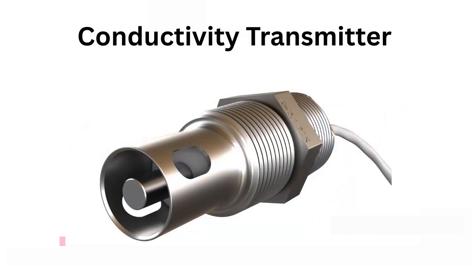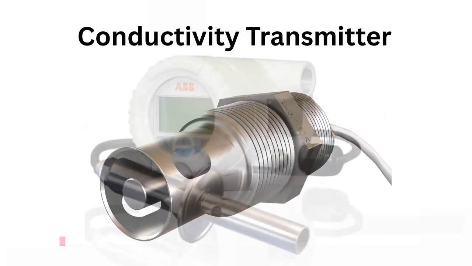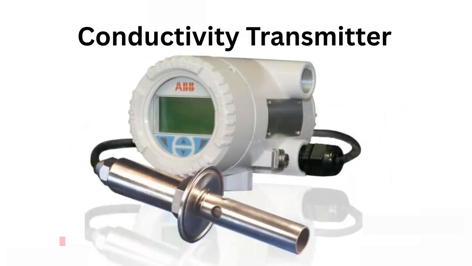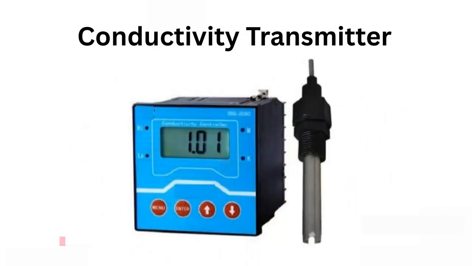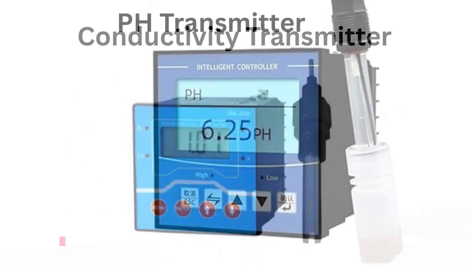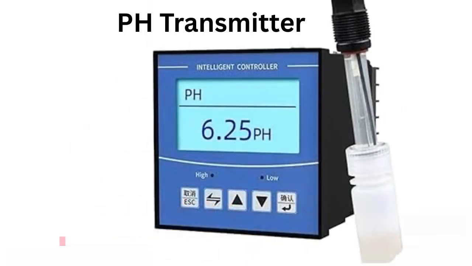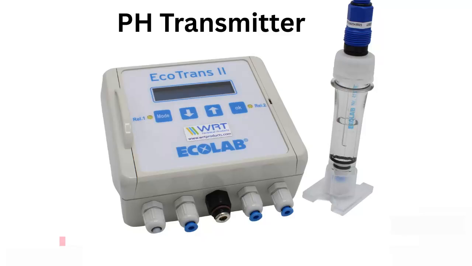Conductivity transmitters measure how well a liquid conducts electricity. Used to monitor dissolved salts, detect contamination, or control chemical dosing. pH and ORP transmitters measure acidity and oxidation reduction potential. Essential in chemical processes, water treatment, and food production.